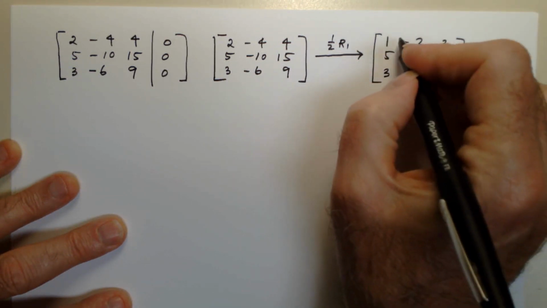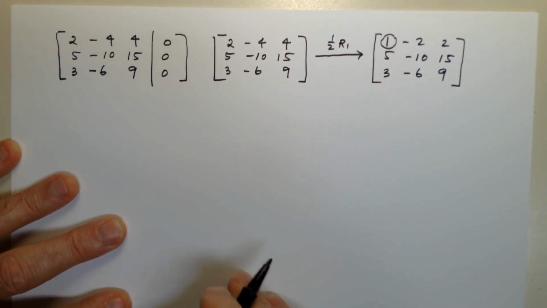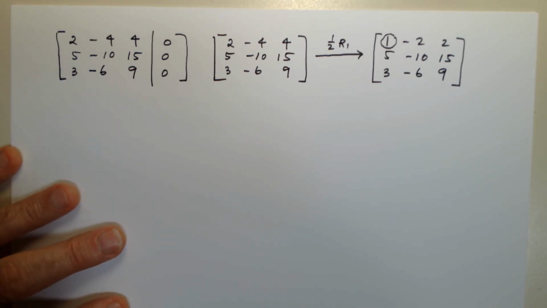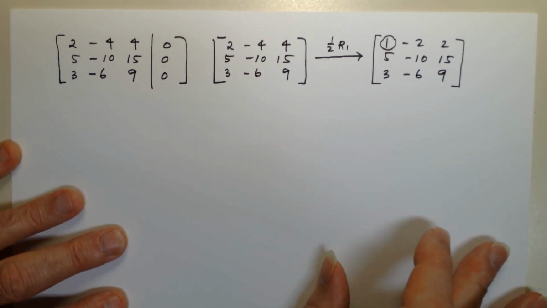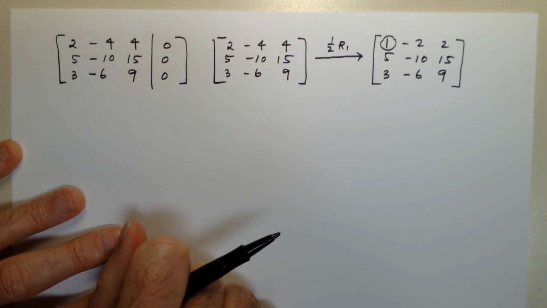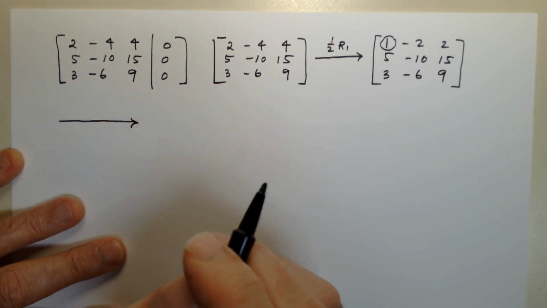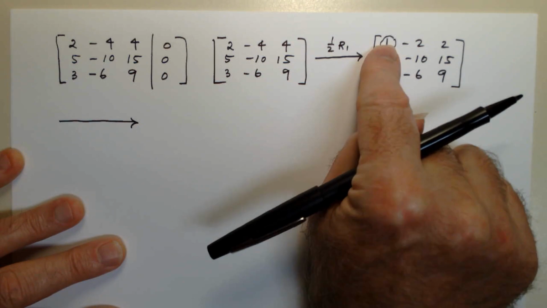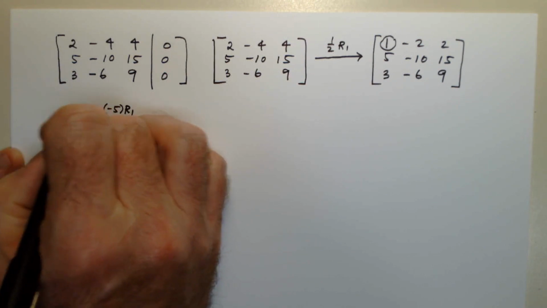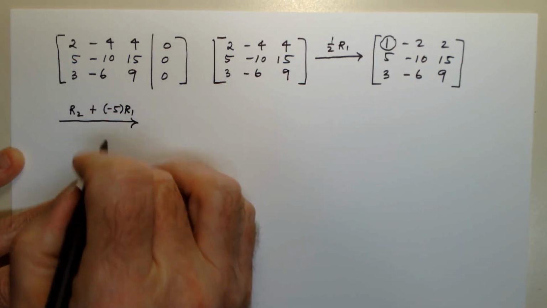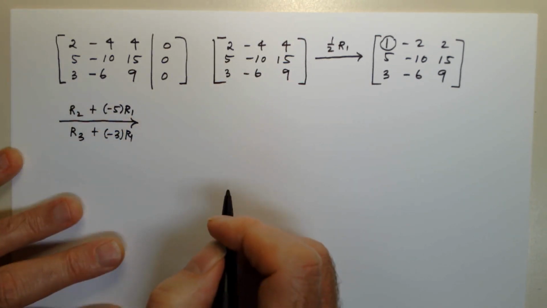Now, having created that leading 1, I'm going to use it to take out the 5 and the 3 that sit in this column. Remember, our goal is to have a leading 1 be the only non-zero thing in its column. So I have to remove the 5 and the 3, and I'm going to do that with a pair of type 3 operations. I'm going to take row 1, scale it by -5, and add that onto row 2. Then I'm going to take row 1, scale it by -3, and add that onto row 3. So here are my two type 3 operations.